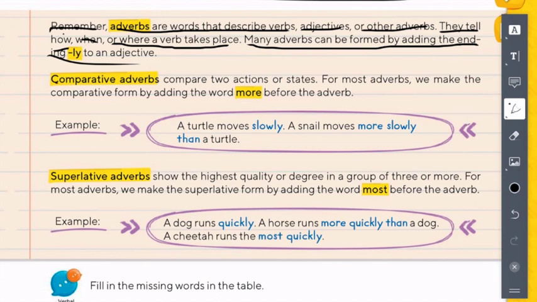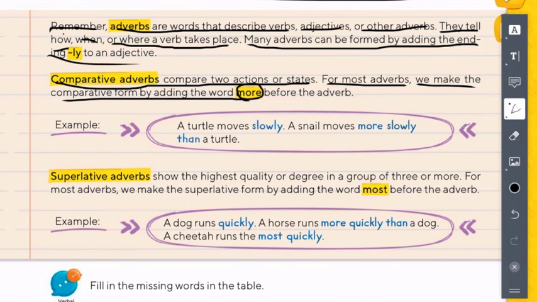Super easy. Let's continue. Comparative adverbs compare two actions or states. For most adverbs, we make the comparative form by adding the word more. Let's circle more because it's important before the adverb. Example. A turtle moves slowly. A snail moves more slowly than a turtle. Okay? Pretty easy. Let's continue.